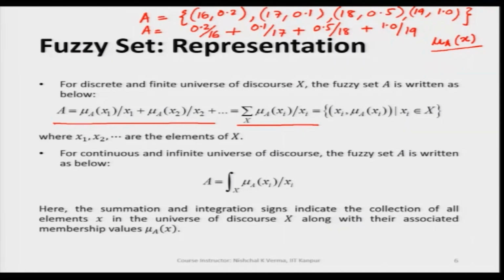Then if we want to represent a continuous fuzzy set, of course, this will be from an infinite universe of discourse, and this fuzzy set will be written as A is equal to, instead of this summation sign, we use the integration sign. So, please understand here that if we have a continuous fuzzy set, we use the integration sign.